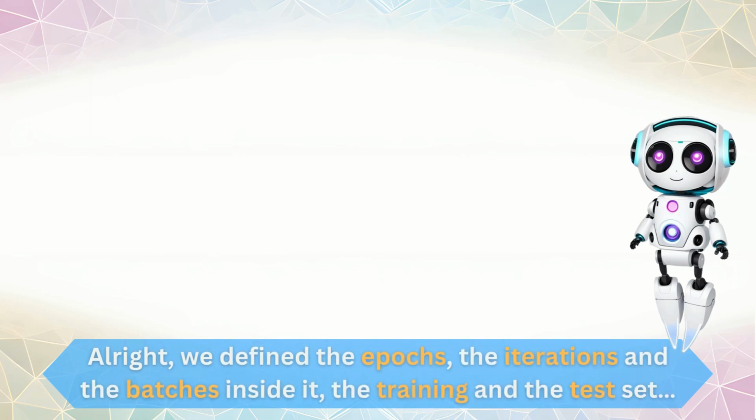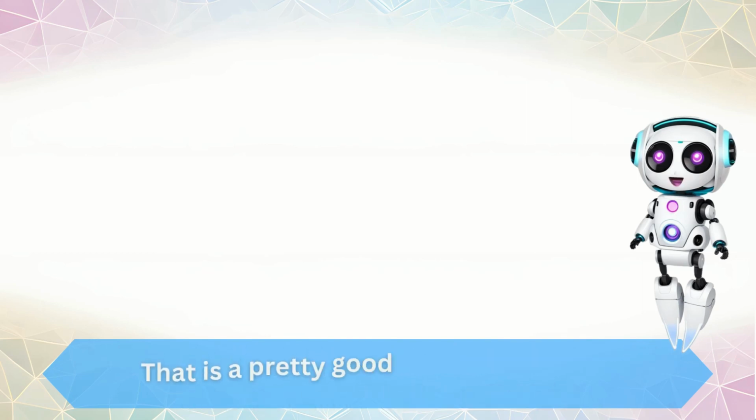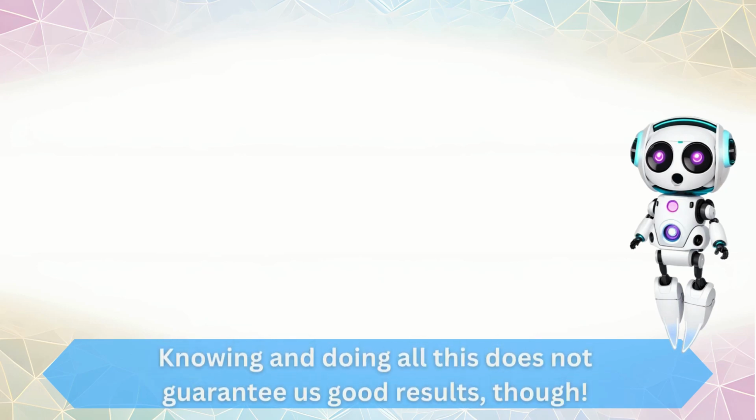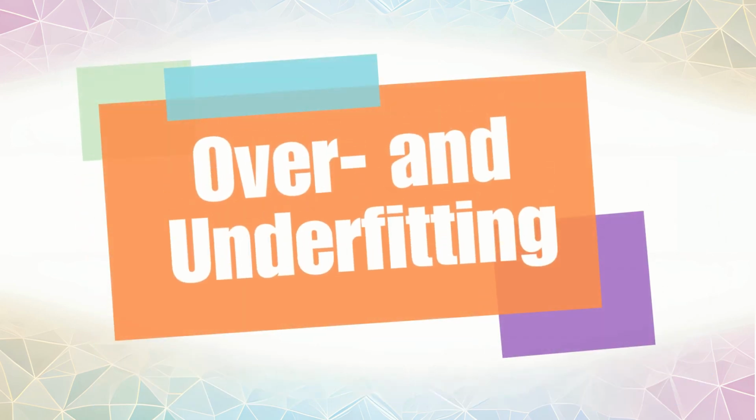Alright, we defined the epochs, the iterations, and the batches inside it, the training and the test set. And how to divide them with the holdout and the k-fold cross-validation methods. That is a pretty good start, I would say. Knowing and doing all this does not guarantee us good results, though. There are two very infamous phenomena that can occur while training AIs. So let's talk about over and underfitting.